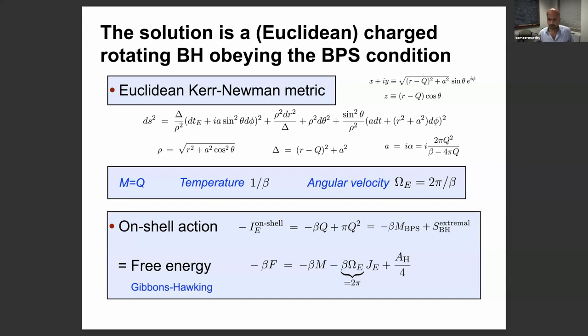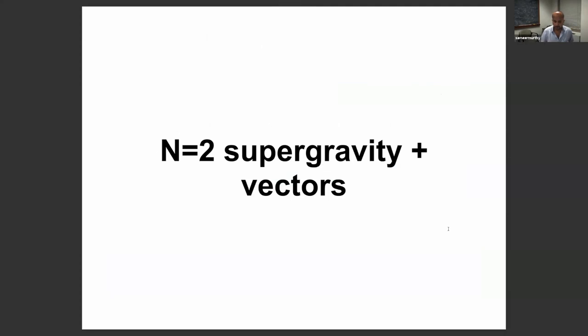All right, so that was the basic pure supergravity. And now I want to go to N equals 2 supergravity coupled to an arbitrary number of vector multiplets.